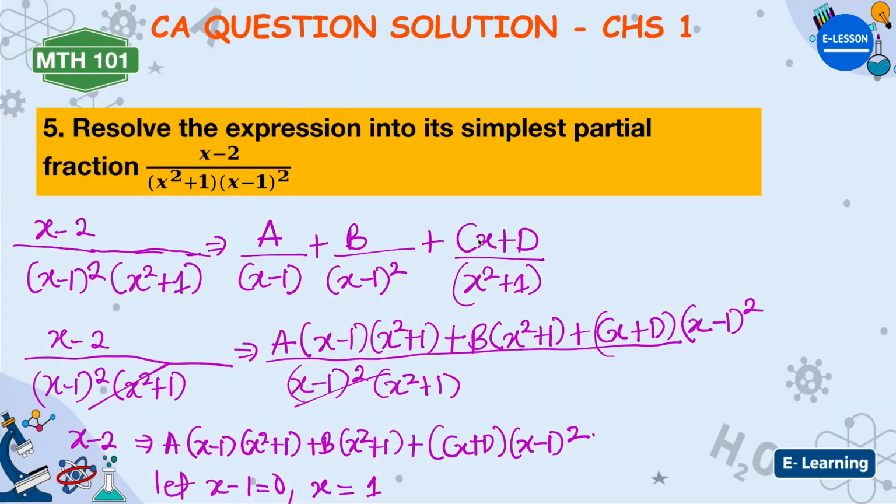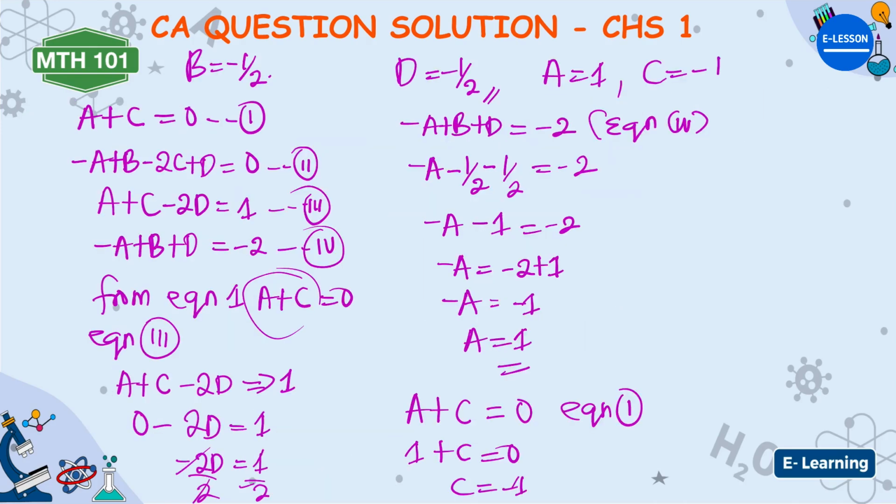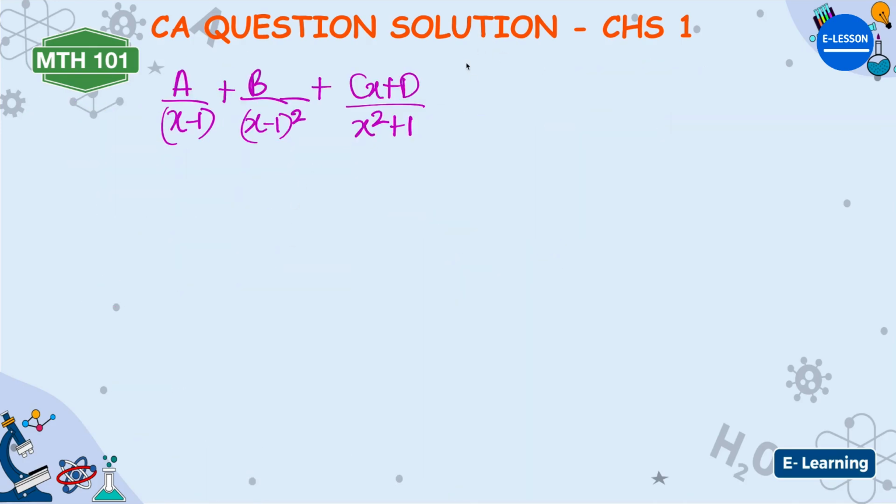That was the partial fraction, (cx + d) over (x squared + 1). We've gotten all our values, so we can now put them into the equation. A is 1, c is minus 1, b is minus half, d is minus half. Putting them into this equation, my dear students, what are you going to have now?